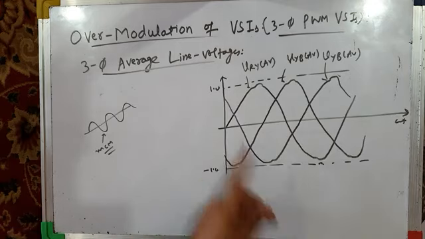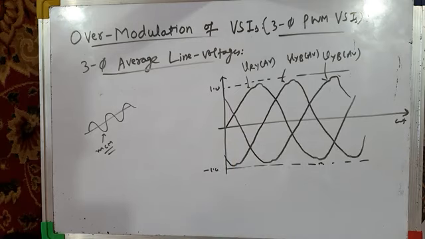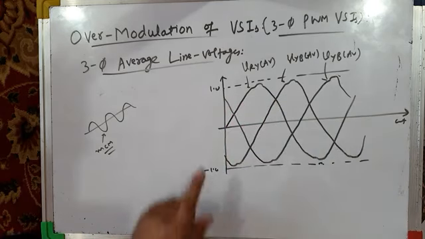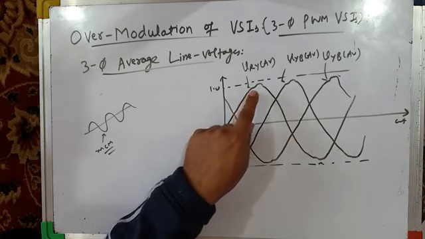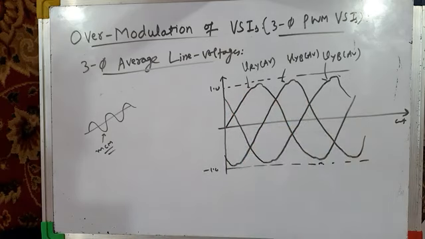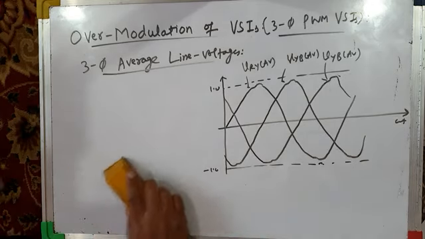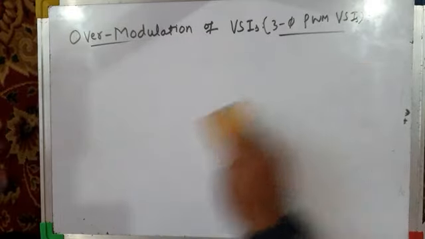But that is not the case with over modulation. In over modulation, the instantaneous average pole voltages get distorted, and they will distort the line voltages and phase voltages also. For example, you have seen that line voltages have got a bit distorted here, near the peaks. So low frequency harmonics will be introduced in the line voltages. Same is the case with phase voltages, that's line to neutral voltages.